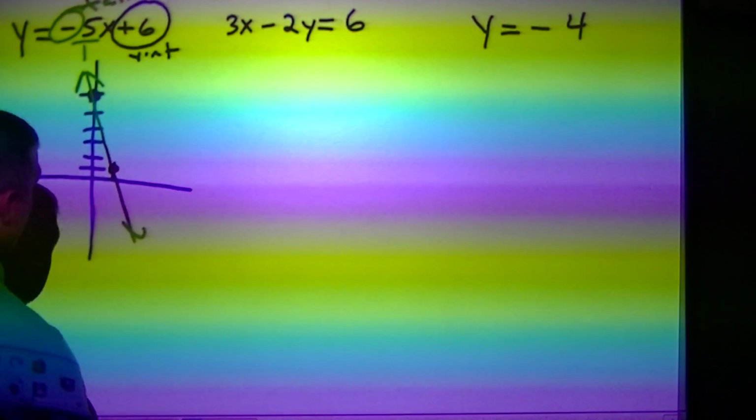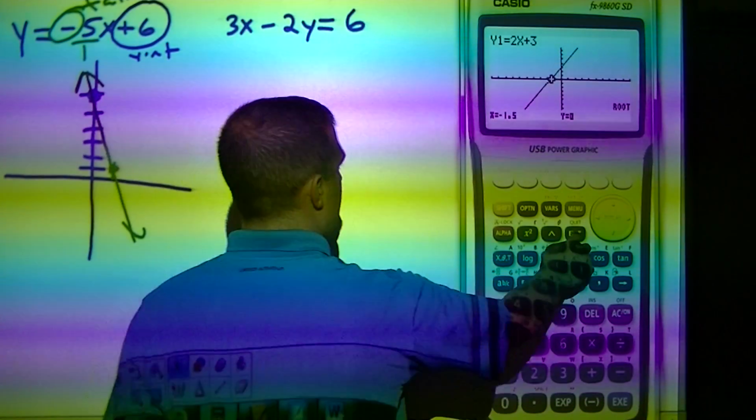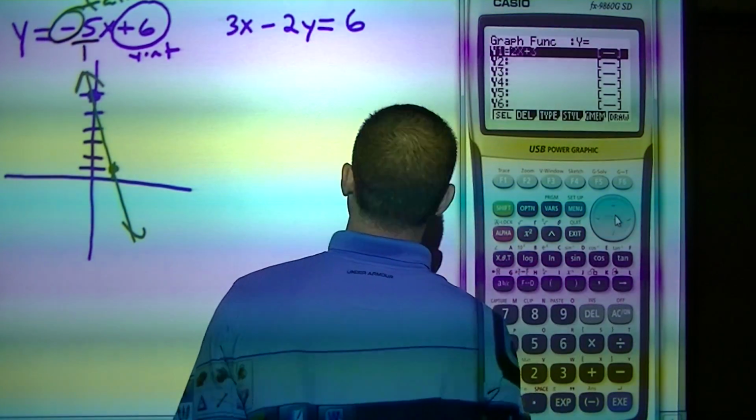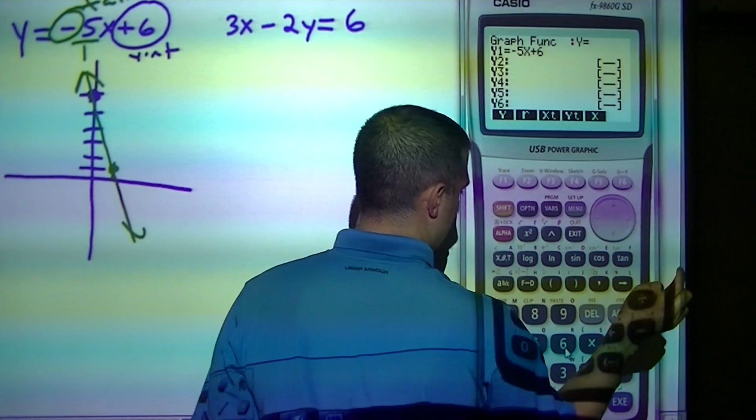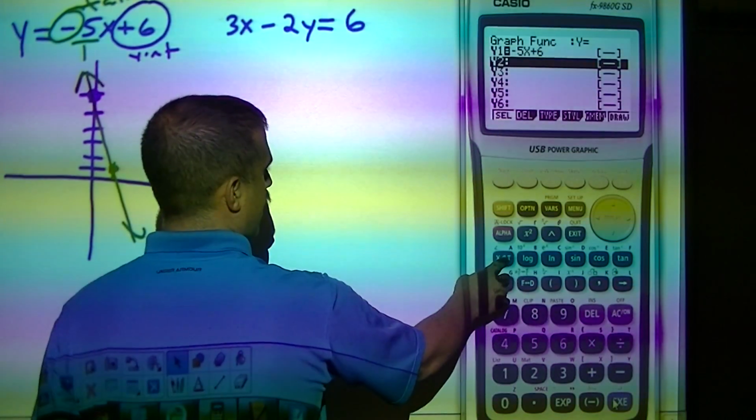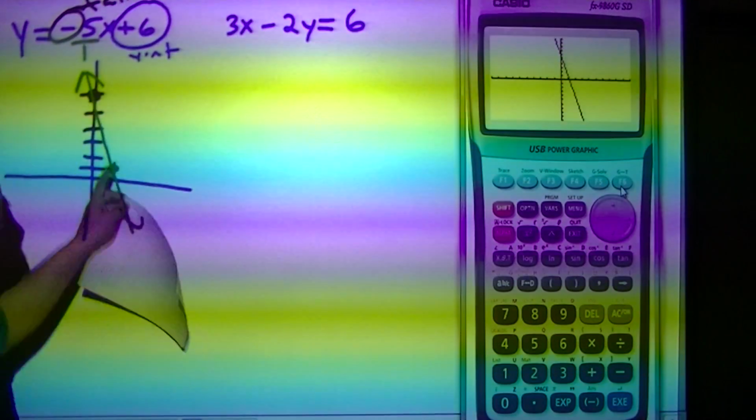Okay? All right? Now, if I want to take a look at that, exit. All right, I'm going to go in there. I'm going to type negative 5x plus 6. Hit execute. All right, x is located right here. Draw. And doesn't that look like my graph?